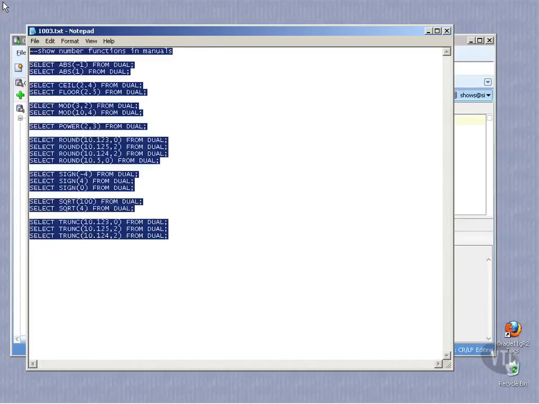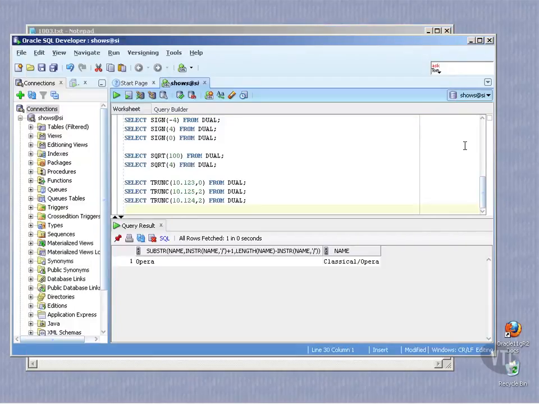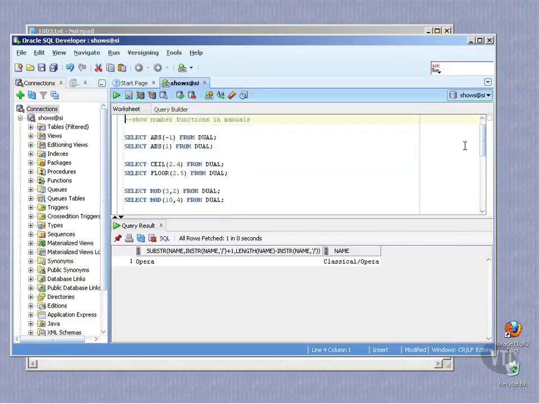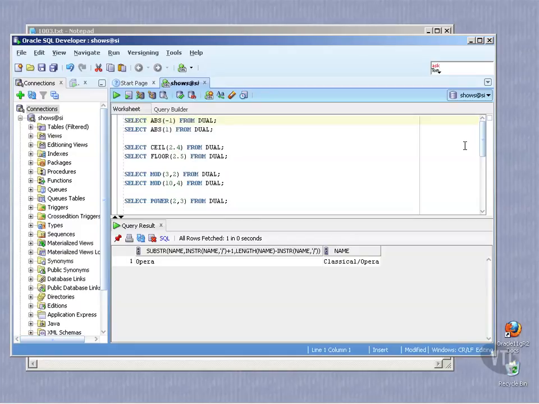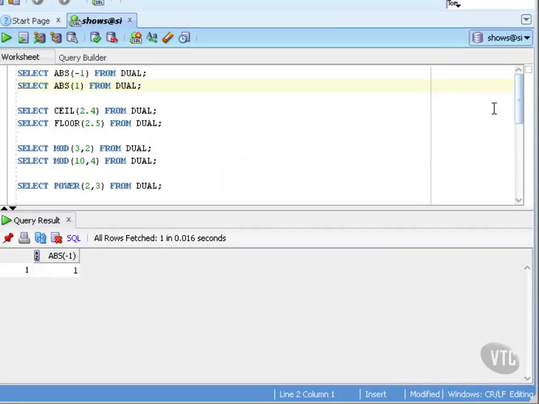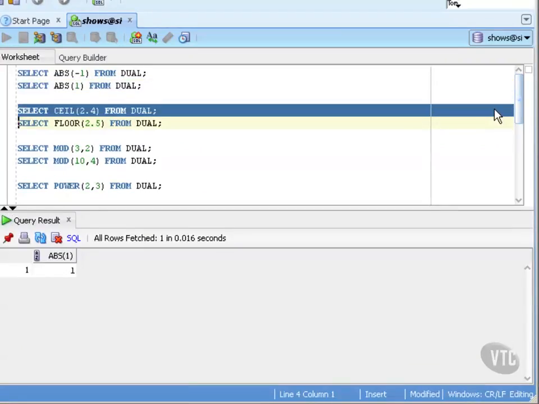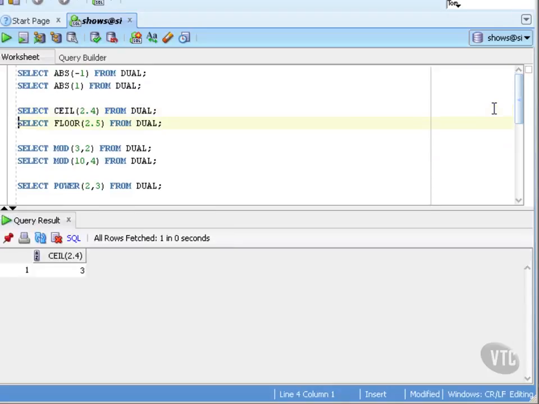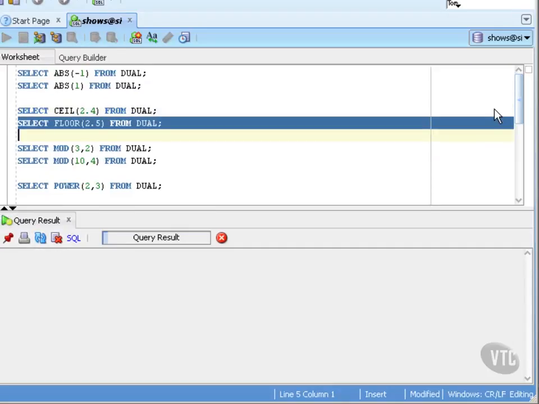So here are my examples. I'm going to show you some simple examples, and these should be much easier than the string functions because they're fairly basic. Let's get rid of this note. I've already showed you where they are in the manuals. Absolute value of -1 gives you a +1. Absolute value of 1 gives you a +1 as well. Ceiling 2.4 should give you 3. Floor 2.5 should give you 2.